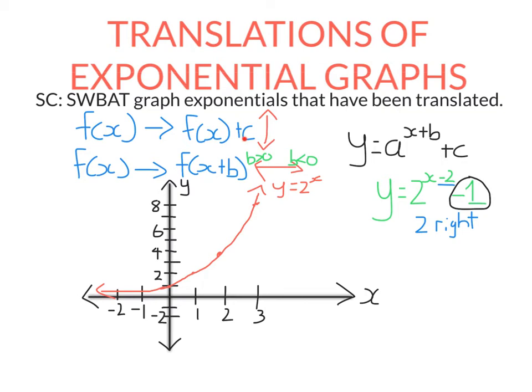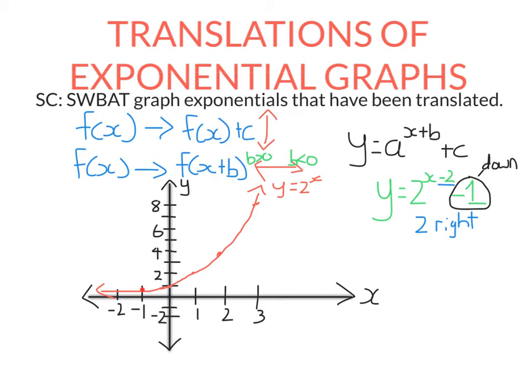The other thing, of course, is this minus 1 here. That's like our c value. That shifts it up or down. Because it's negative, it goes down. The c value goes the way that you'd expect. So we know that y equals 2 to the power of x has an asymptote on the x-axis. This graph can never hit the x-axis. It gets closer and closer but never touches.